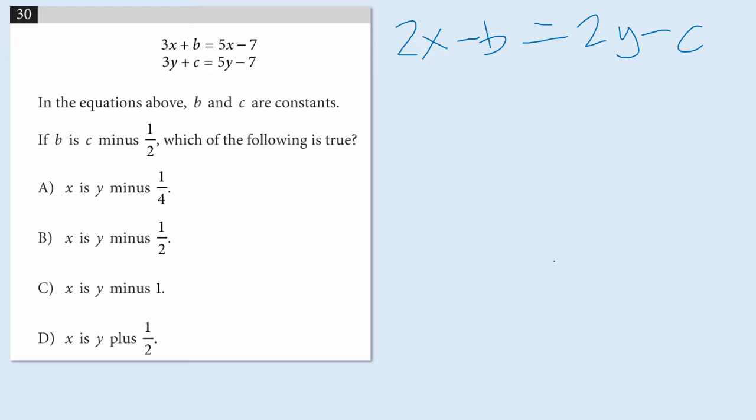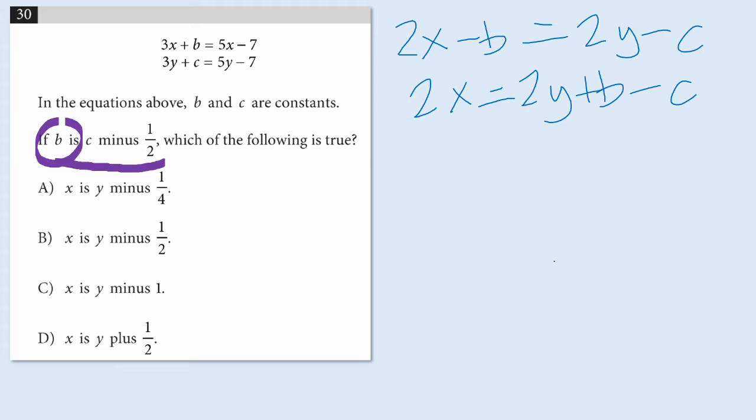At least this is improved because I have one equation. I mentioned that we want to get this all in the format of x equals something because of the answer choices. So let's start isolating the x term in this equation. So I'm going to add b to both sides, and I have 2x equals 2y plus b minus c. All right. And what do you know? They're telling us that b is c minus 1/2. So all I have to do is substitute c minus 1/2 in for b there.